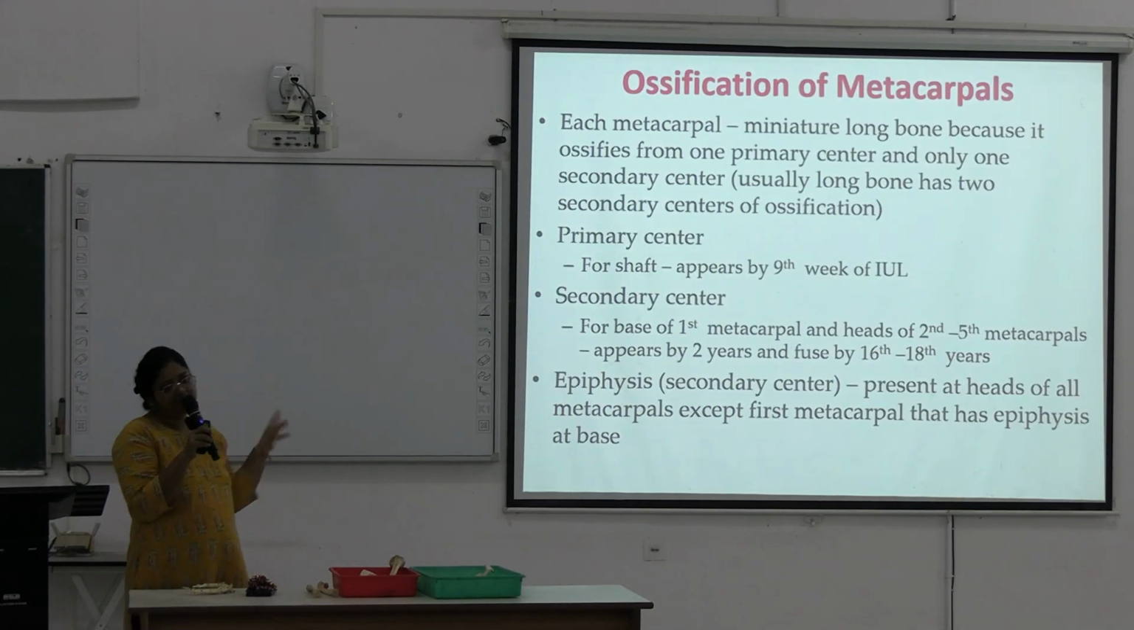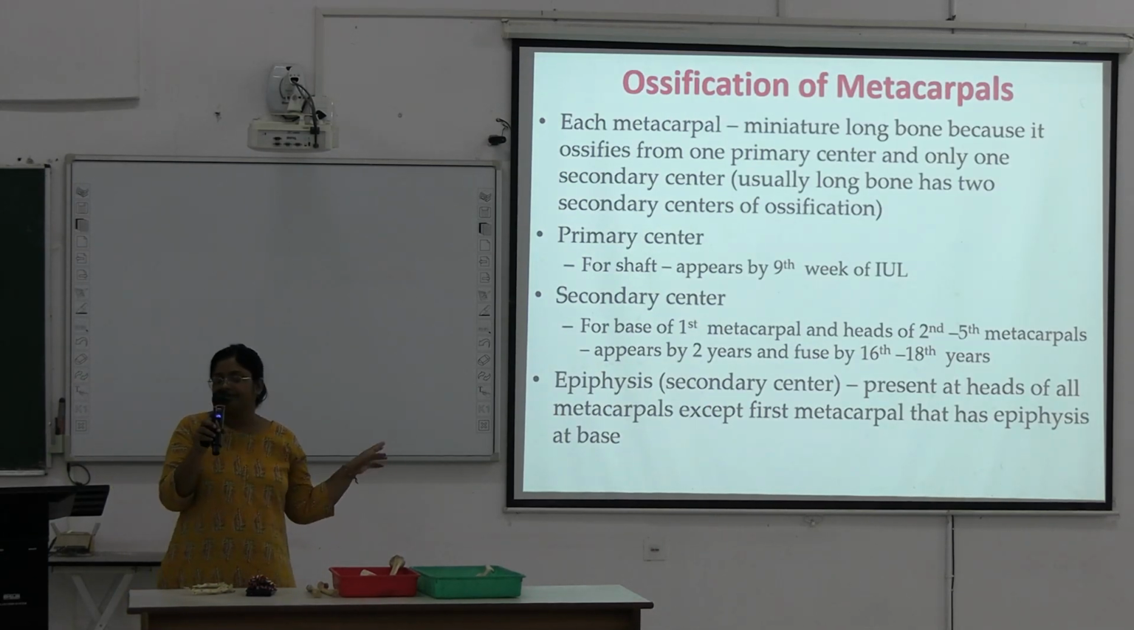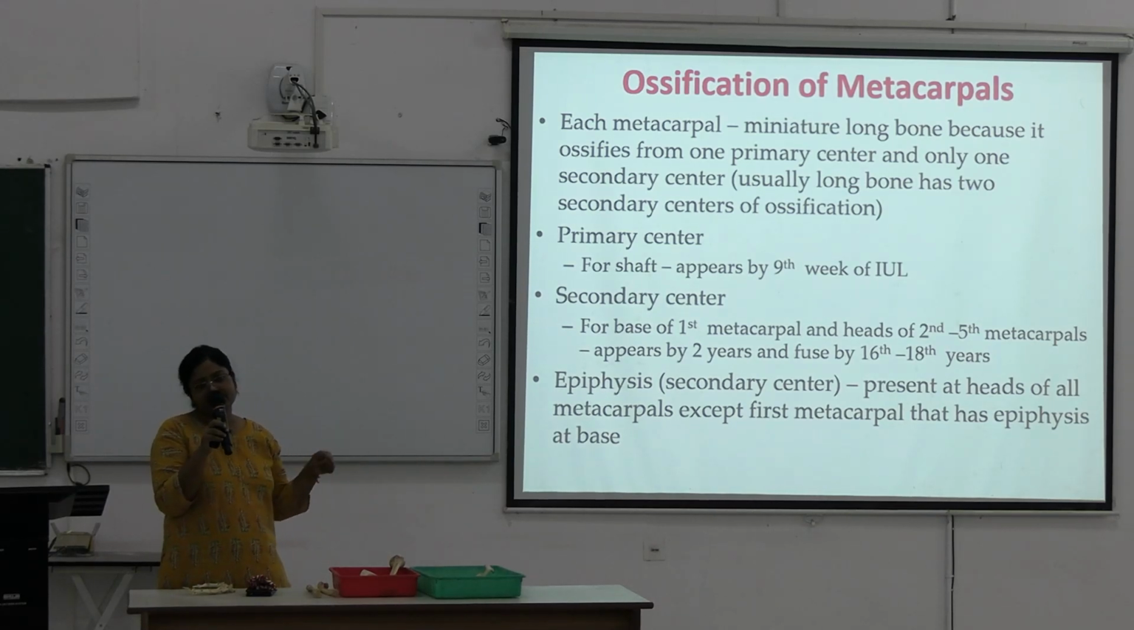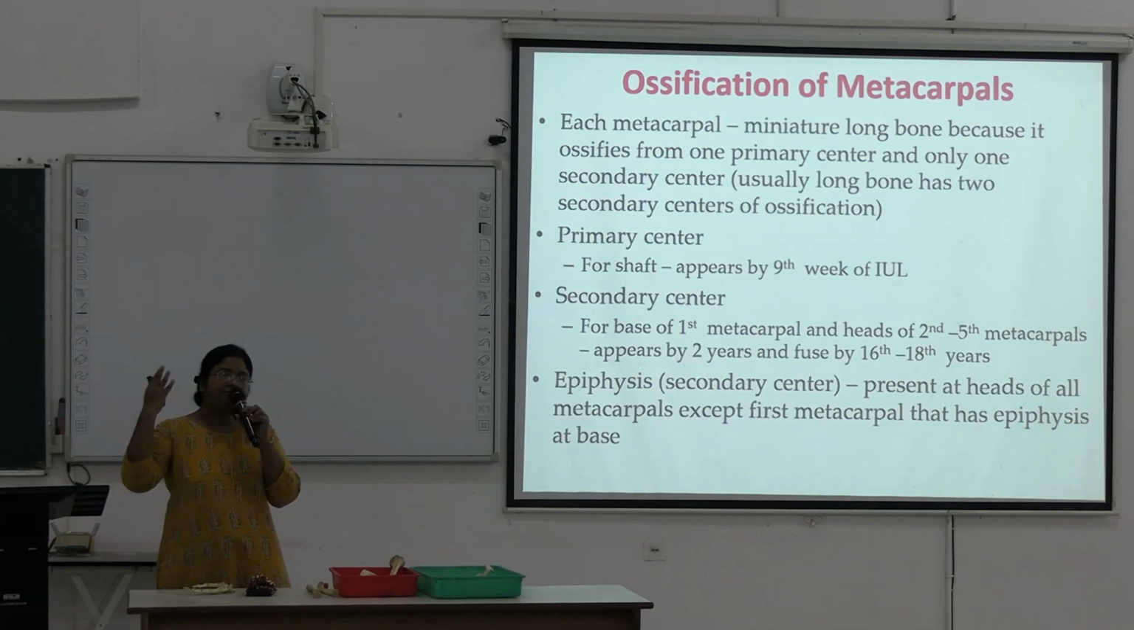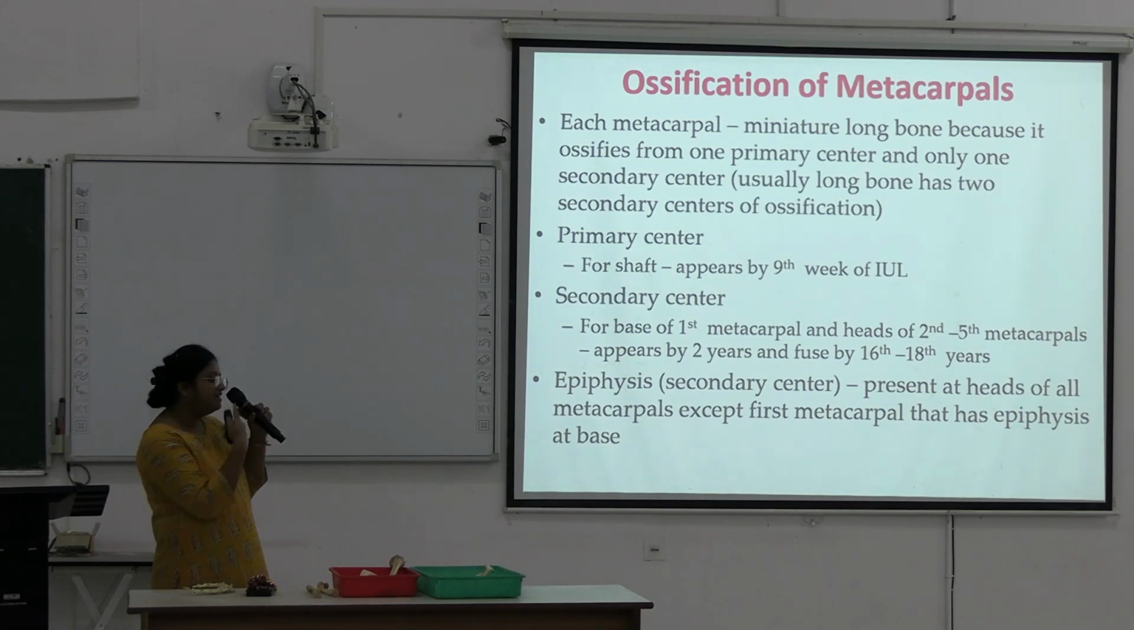The rest have common features. The second to fifth metacarpals have common features: one base, one shaft, and one head. Okay, and anteriorly concave, posteriorly convex, and they have a triangular flat area on the dorsal aspect. And muscle attachments you have seen in the previous picture.